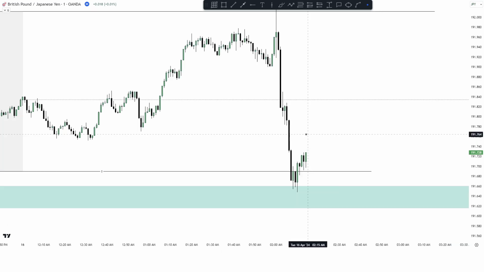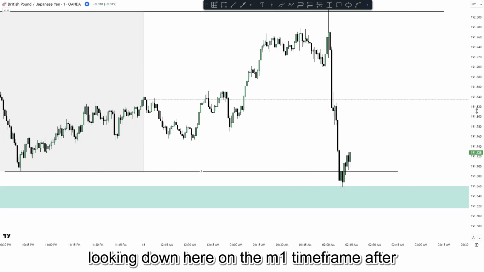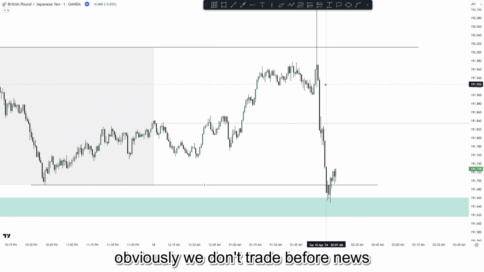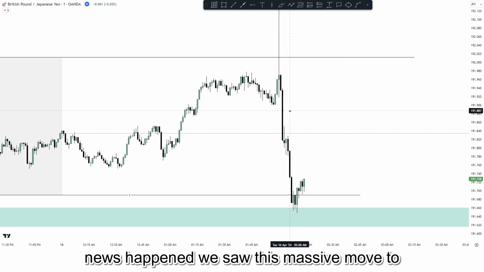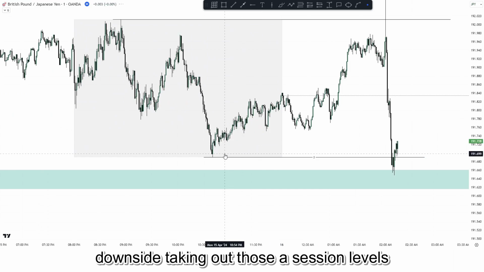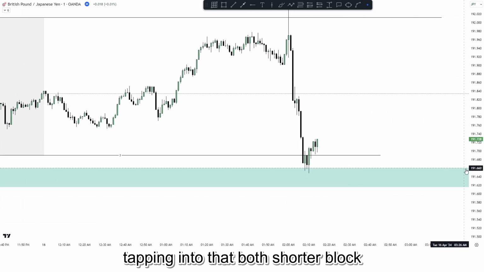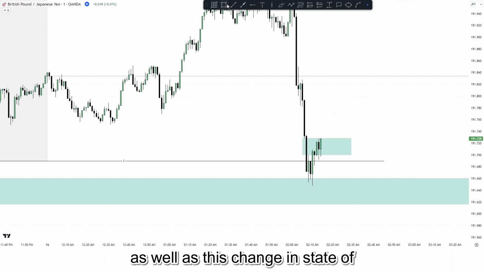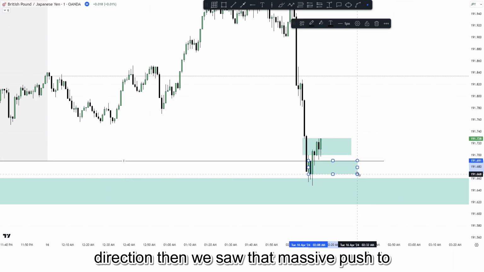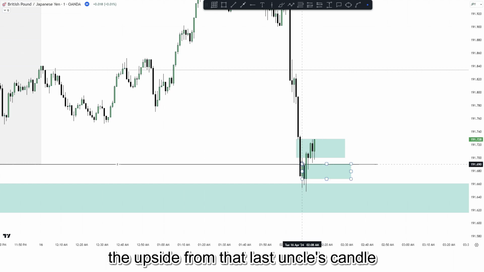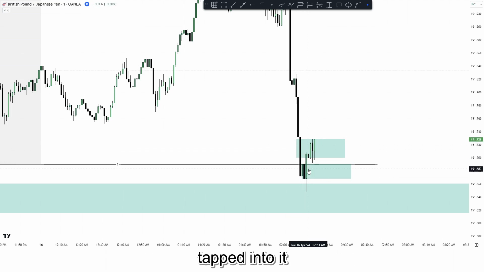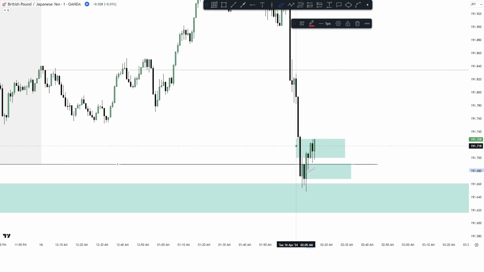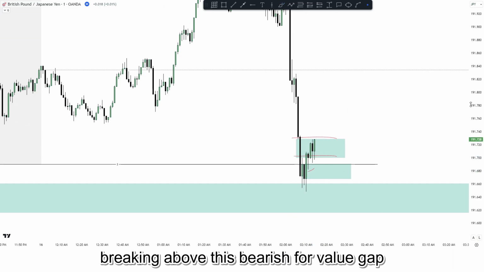Looking down here on the M1 time frame after price has come up higher from news. So obviously we don't trade before news. News happened. We saw this massive move to the downside, taking out those Asia session lows, tapping into that bullish order block, and we have this bearish fair value gap, as well as this change in state of direction. Then we saw that massive push to the upside from that last down close candle, tapped into it, and then we rejected from it. See that rejection wick breaking above this bearish fair value gap.